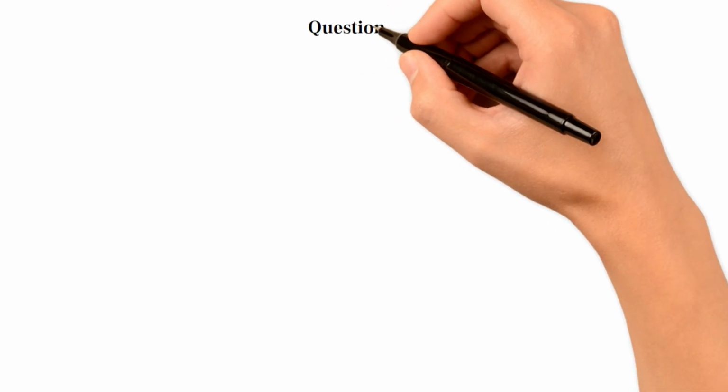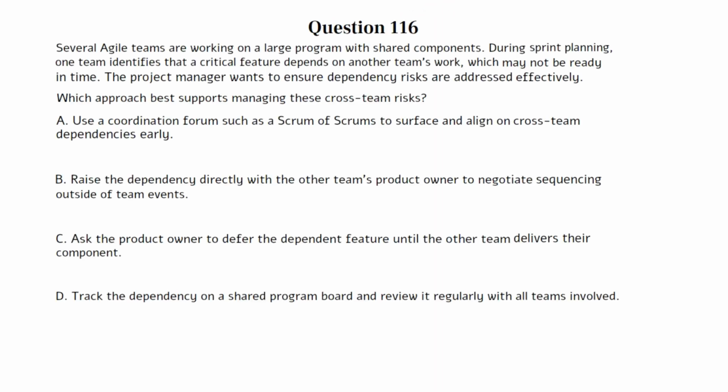Question 116. Several Agile teams are working on a large program with shared components. During sprint planning, one team identifies that a critical feature depends on another team's work, which may not be ready in time. The project manager wants to ensure dependency risks are addressed effectively. Which approach best supports managing these cross-team risks?